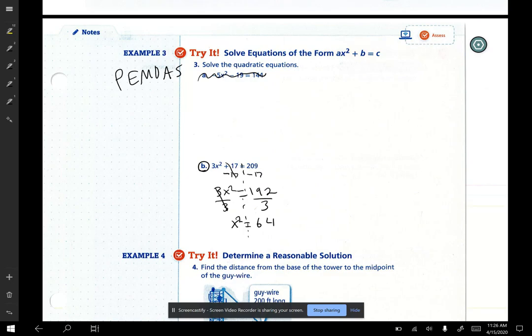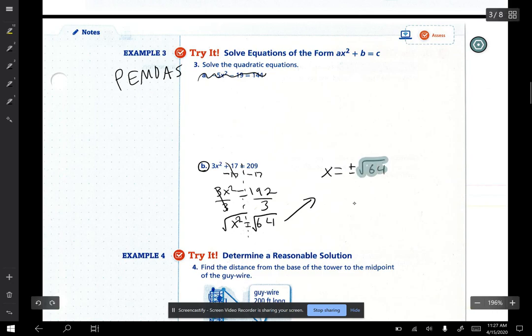Now it looks just like example 1. We're in our home stretch. To get rid of the exponent, we take the square root. And I'm left with x equals plus and minus the square root of 64. In your calculator, you're like, okay, what is the square root of 64? Well, the square root of 64 is 8. Why did that take me so long? And so our answer is x equals positive and negative 8. And that's really all we're going to talk about today.